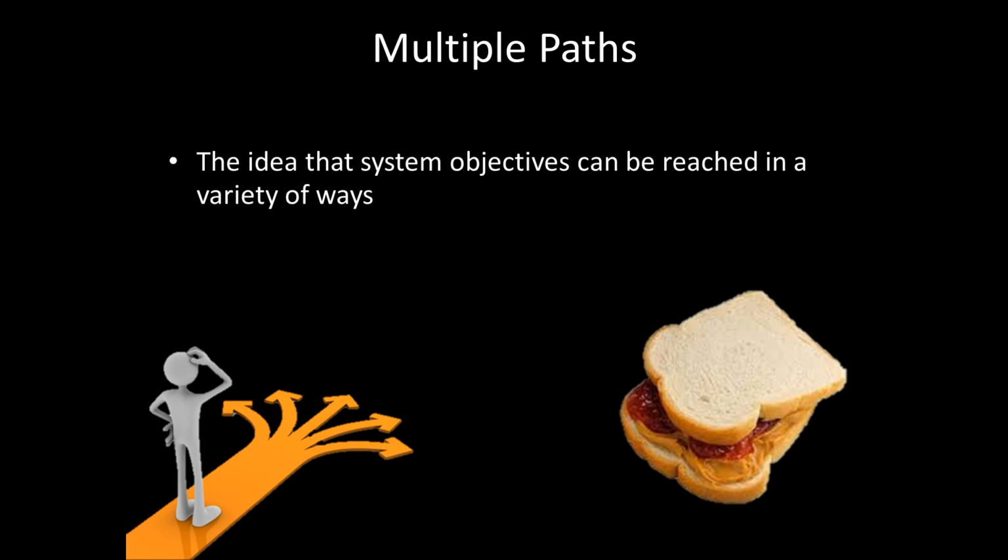All right, continuing on to multiple paths. When we consider multiple paths in regard to the previous, what multiple paths are is system objectives that can be reached through a variety of different means, right? So some paths are more appropriate than others, but the basic idea here is that there is more than one way to reach any particular objective. So take a moment and think about the steps that you would take to create a peanut butter and jelly sandwich.